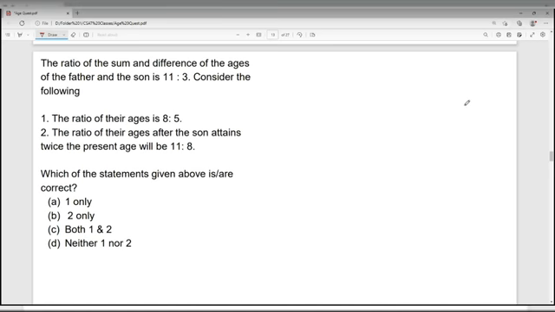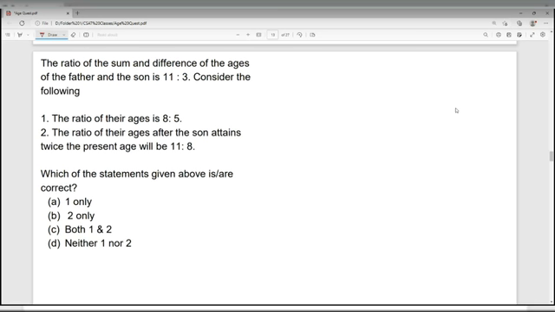Okay. The ratio of the sum, this question is a bit different. They have given two statements. Consider the following. They have given a statement, and then after that two statements, and they are asking which of these statements is correct. The ratio of the sum and the difference of the ages of the father and the son is 11 by 3, or 11 is to 3. Consider the following. The ratio of their ages is 8 is to 5. And the second statement is the ratio of their ages after the son attains twice the age will be 11 is to 8.